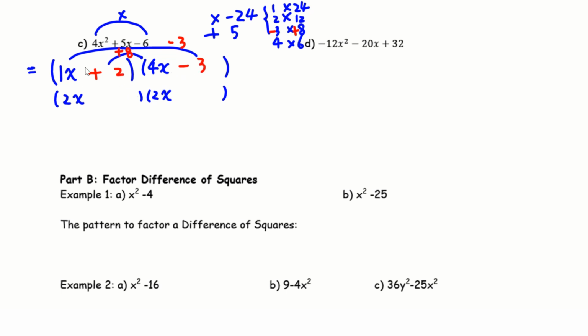Then double check. So 1x times 4x gives you 4x squared. 2 times negative 3 gives you negative 6. The middle 8x minus 3x gives you 5x, so it works. And for the 2x times 2x, times together 8, times together negative 3, it's not possible, so only the top. This is called cross multiply.